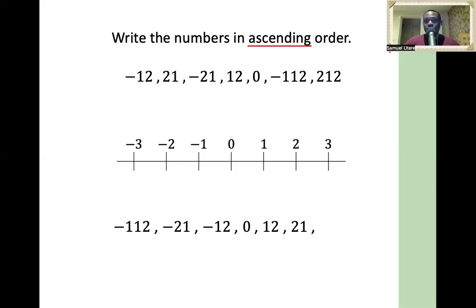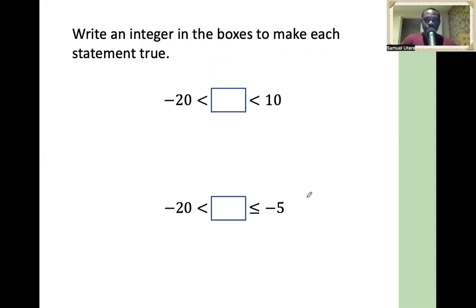And of course, 212 has to be the biggest. Why? It has hundreds. 21 has 2 tens. 12 has just 1 ten. So using your place value chart, you can actually mentally arrange these without doing much work. All right.